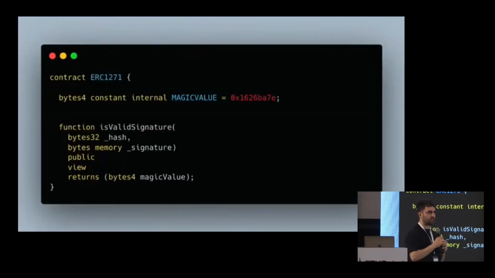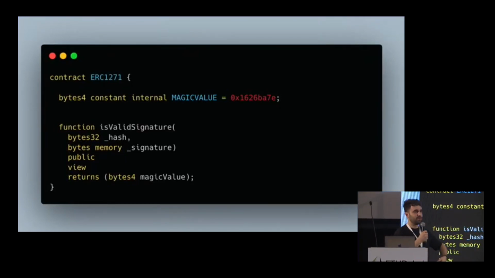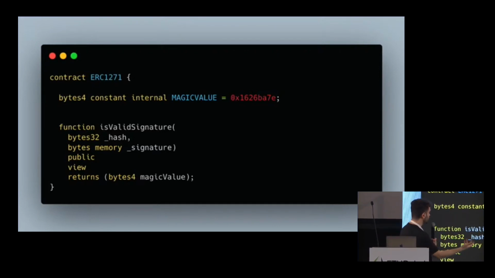I don't want to be showing too much code, guys, because I don't think that's actually important. But I wanted to show you how simple this standard is. Maybe you will take a while to actually read the whole thing, but it's just this. It's a single method that says, is valid signature. You pass the hash of the message, you pass the signature, and it returns what it's called a magic value, which basically just says true or false. So if the magic value is returned, then it means it's a valid signature, and you can know that this signature is for the owner of the smart account.